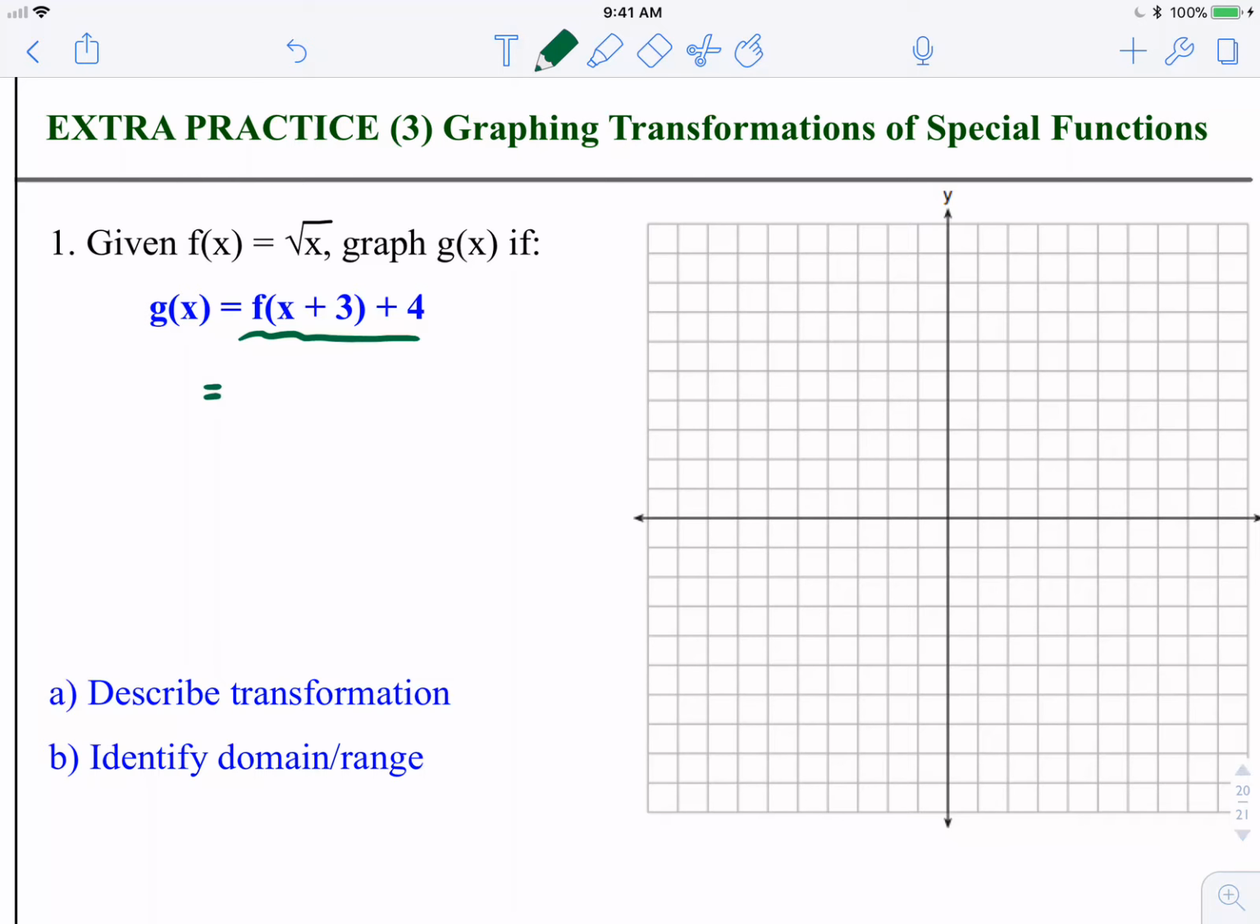So first step might be to actually write the function rule for g of x, which is going to be this. Radical x plus 3 as a quantity, all underneath the radical. Sometimes I put a little ledge there not to confuse it, and then plus 4 outside. So this is what we're actually asked to graph, and as we can see on the bottom we have some follow-up questions. We're going to describe what this transformation looks like, and then the domain and range of our graph. We'll save that until we actually complete the visual graph. This way we can see things a little bit more clearly.